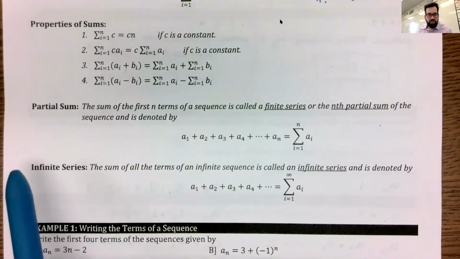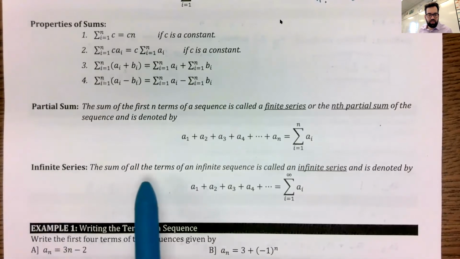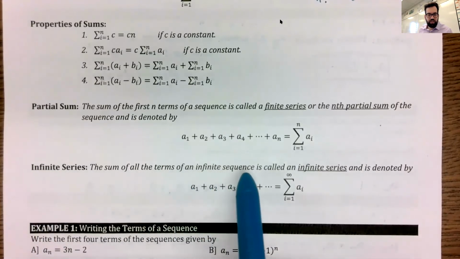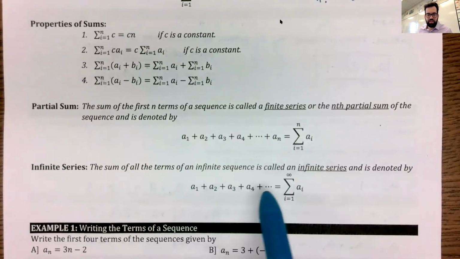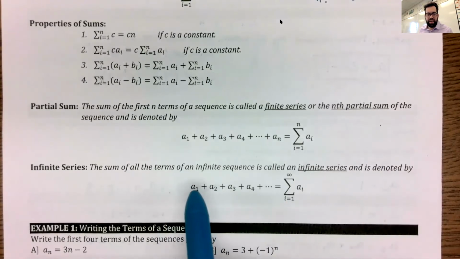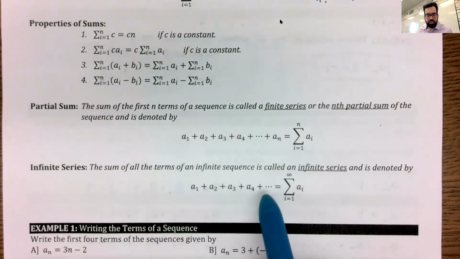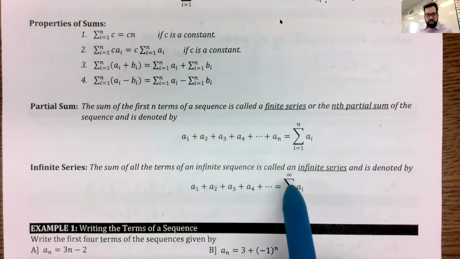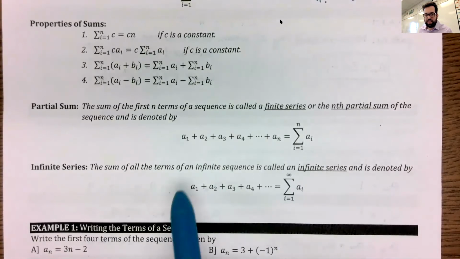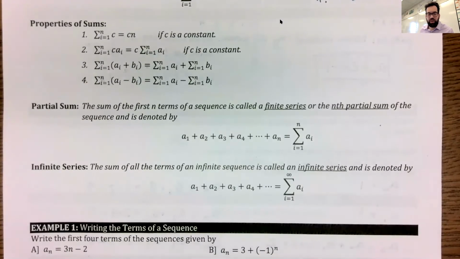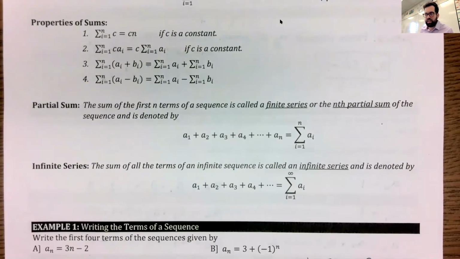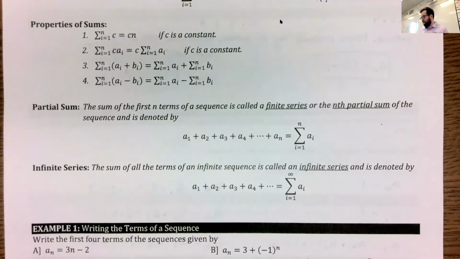Whereas we can also have an infinite sum or an infinite series. The sum of all the terms of an infinite sequence is called an infinite series and is denoted like this. And this is kind of a weird concept, but we can actually add infinite numbers together. And you can see here the upper bound is infinity, so that's the difference. Sometimes this sum is even a finite number. We can add infinite numbers together and get a finite number. But we'll see more about that as we go.